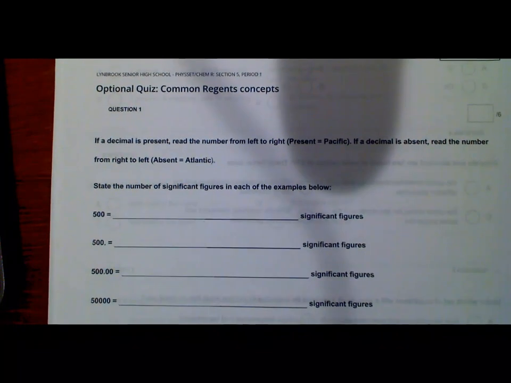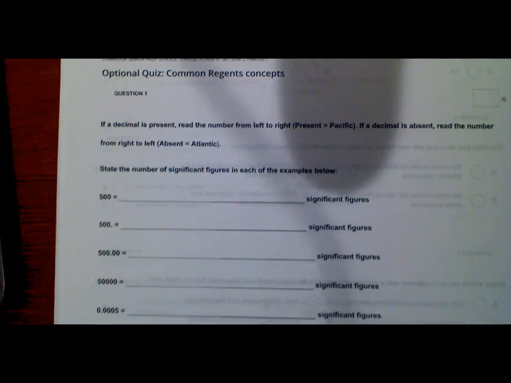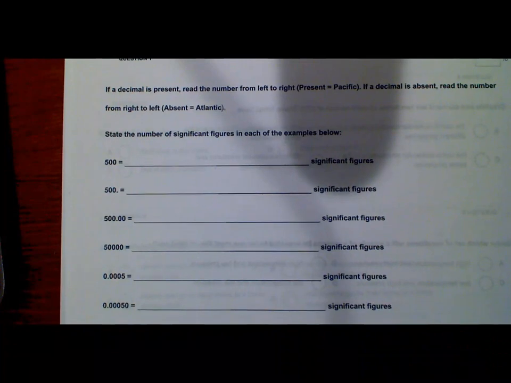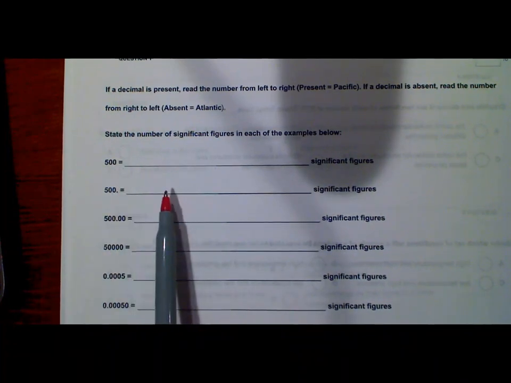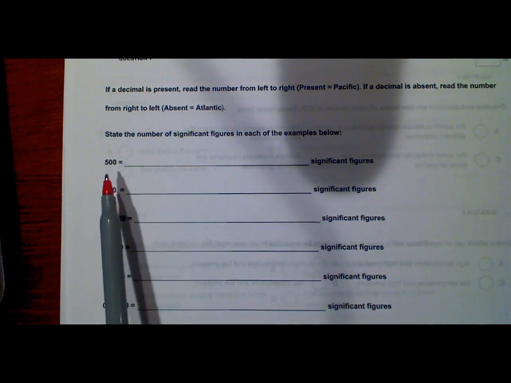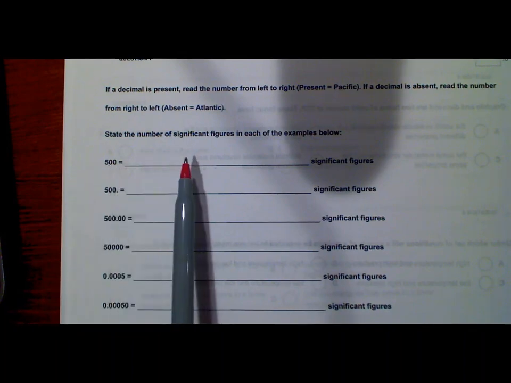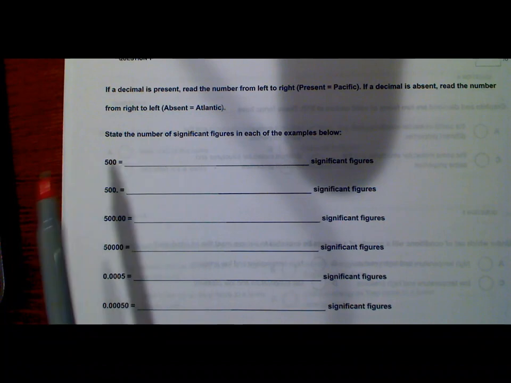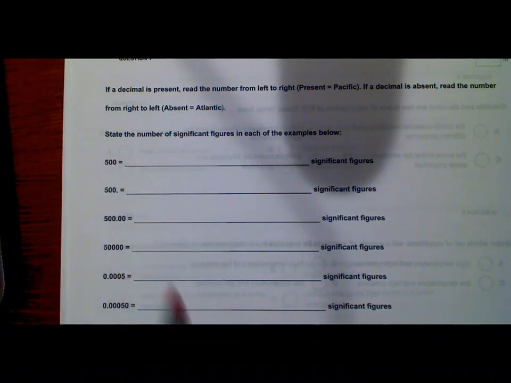First one: if a decimal is present, read the number from left to right. Present equals Pacific. And if a decimal is absent, read the number from right to left. Absent equals Atlantic. So this is about significant figures. We want to name how many significant figures are in each number. So again, if a decimal is there, we're going to say it's present, and we'll read from the Pacific side, from left to right. If a decimal is not there, we say it's absent. We read from the Atlantic side. P for Pacific and present, A for absent and Atlantic.